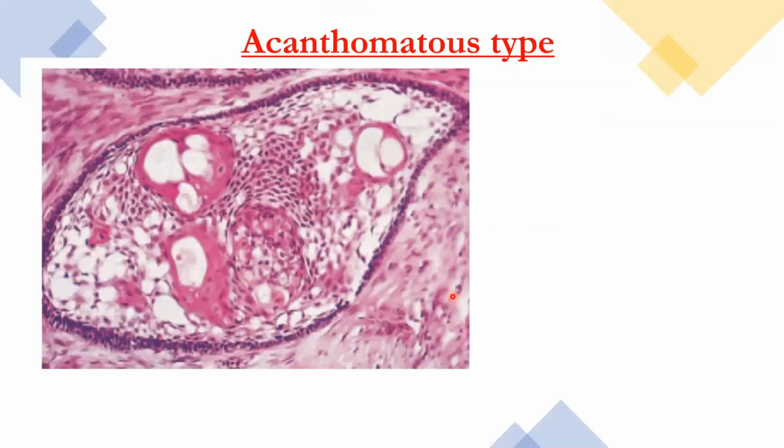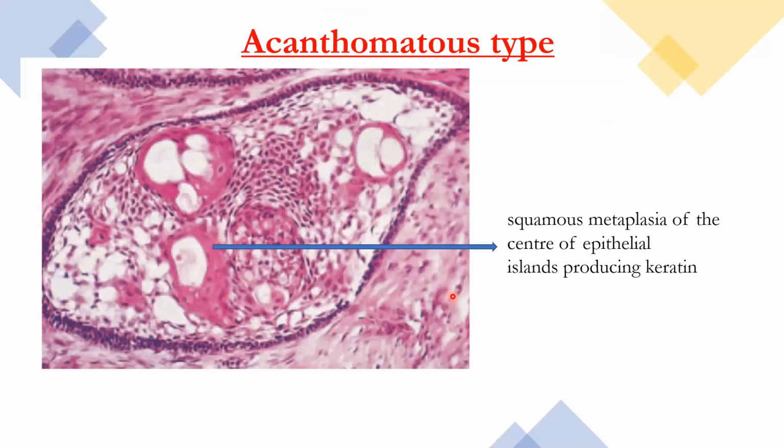And the next variant is called the acanthomatous type. If you're seeing in the center, you can see that the cells have undergone squamous metaplasia. And this could even produce some amount of keratin and even prickle cells. So this is called acanthomatous for the same reason, because they've undergone squamous metaplasia.